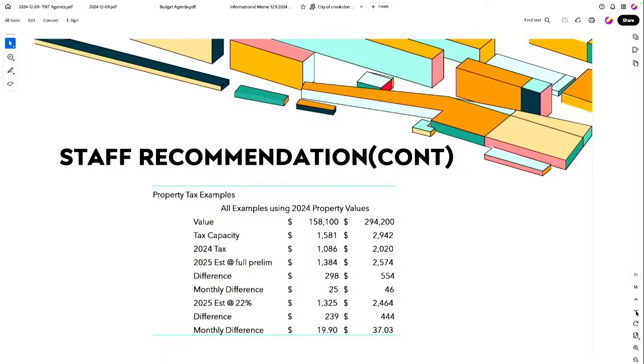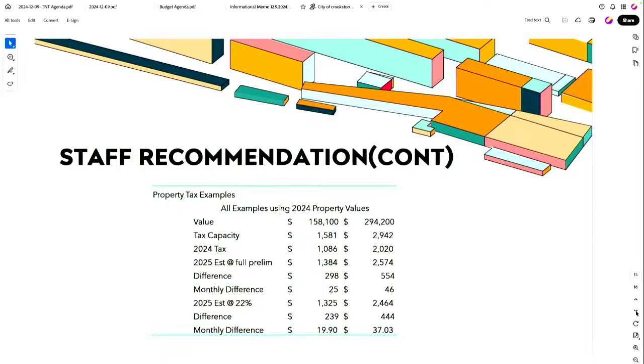If the council directs that we move to the full preliminary tax levy and operate our pool, that would be an estimated $1,384 in taxes on that property, which would be a $298 difference, which would be about $25 a month. At 22%, it would be a $1,325 total, a $239 difference, about $20 a month.